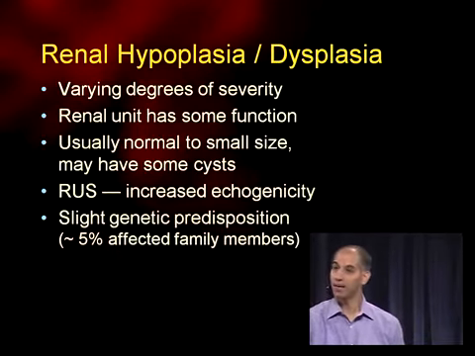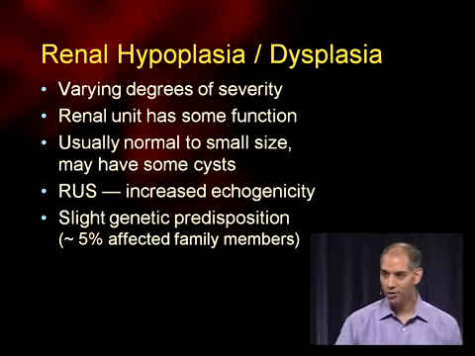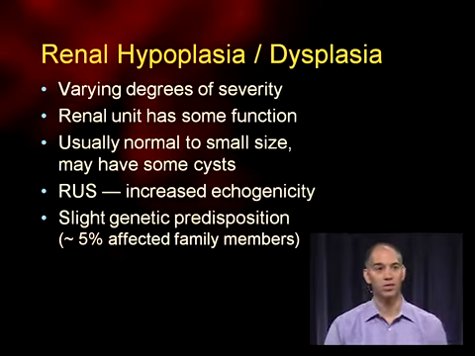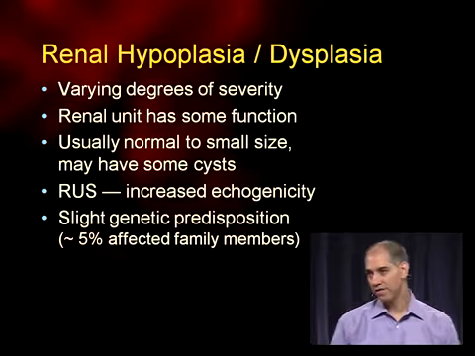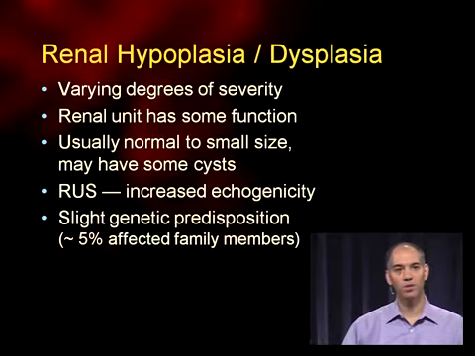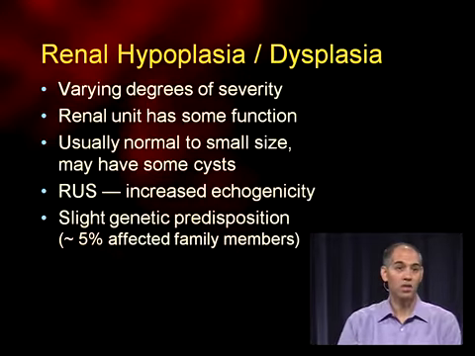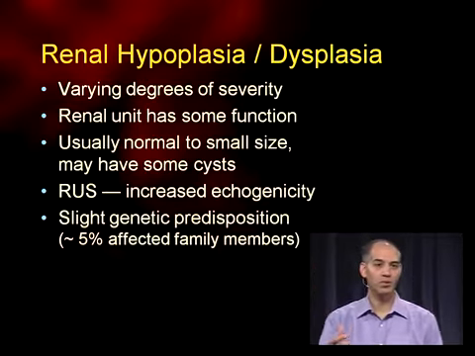Usually the kidneys at birth are normal, or they may be a little bit small-sized. The renal ultrasound, as I mentioned, will show an increase in echogenicity in a dysplastic kidney. And there is a family history to this. About 5% have family histories. The reason that I bring these up is because with renal dysplasia, you are born with a small kidney. The problem is that you're also born small. That's not a problem. It's actually fine because when you're small, the small kidney is able to do enough.